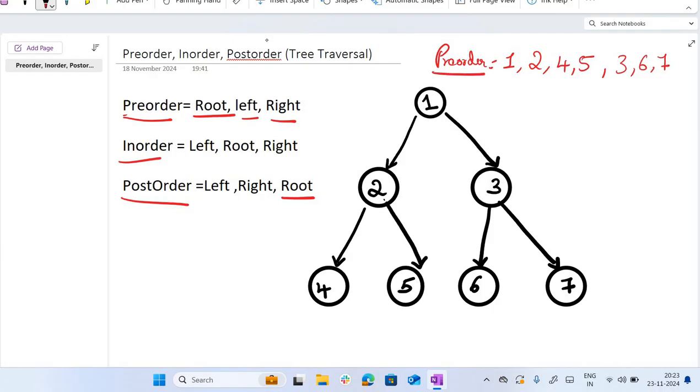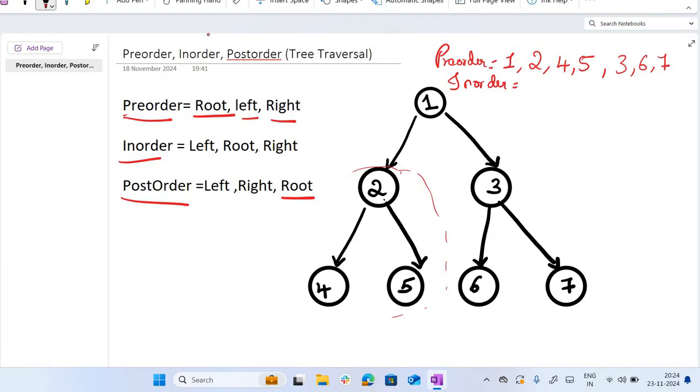Now we will write the in-order traversal. For the in-order traversal, this is the left part, this is the root and this is the right. So we have to come this way. First this is the left, this is the left and this is the right, and again this is the root and again this is the right part. I hope it's clear. So let us find the in-order.